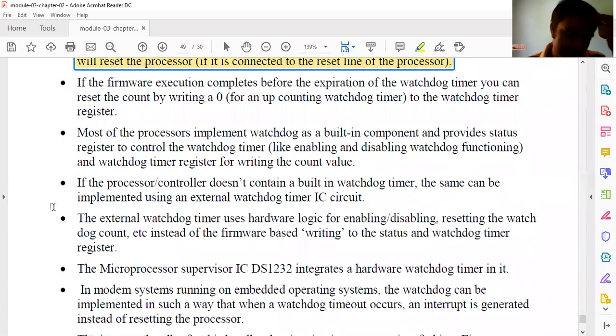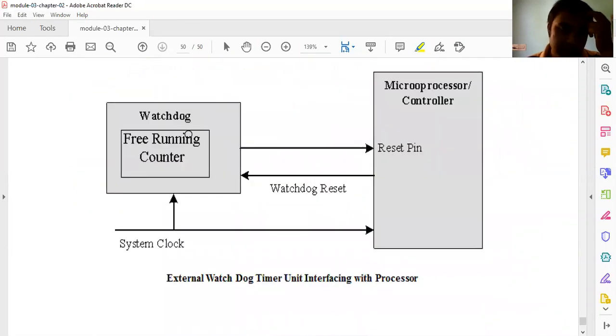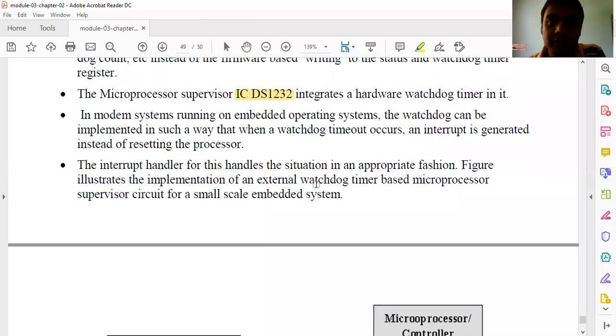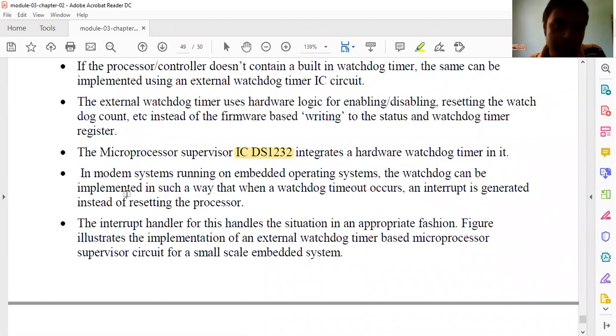Next point is, if the processor or controller doesn't contain a built-in watchdog timer, the same can be implemented using an external watchdog timer IC, right? So this is not built-in, it is external to this particular microcontroller. He has given some examples like the microprocessor supervisor IC DS1232, which integrates a hardware watchdog timer in it.